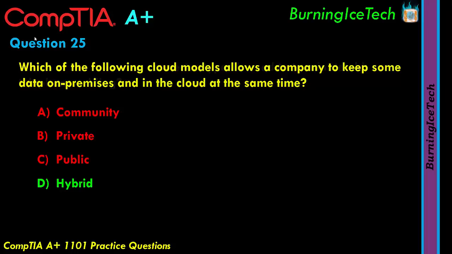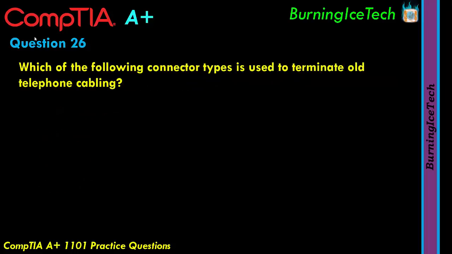D. Question 26. Which of the following connector types is used to terminate old telephone cabling? All right, so we've got a bunch of connectors for you guys there. I think let's start at the tip I gave you guys way earlier in this video with regards to fiber connectors. I told you guys if you look at A+ exams, specifically at fiber cable connectors, what can we use to identify them? It'll always be the two-letter ones. So D being ST, that stands for straight tip by the way, is a fiber cable connector.